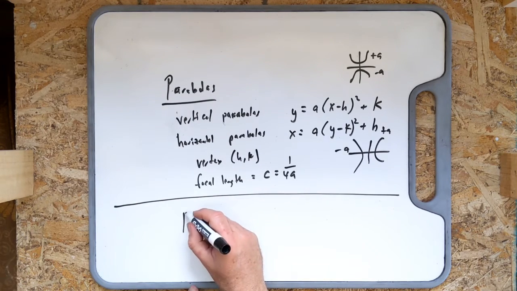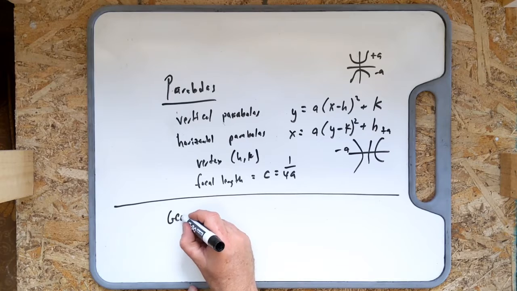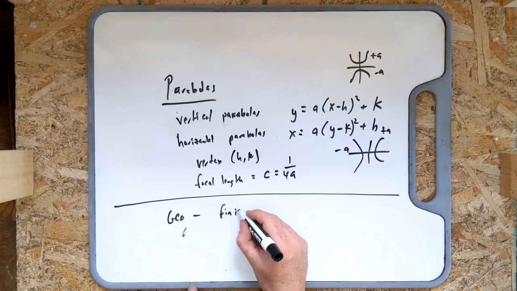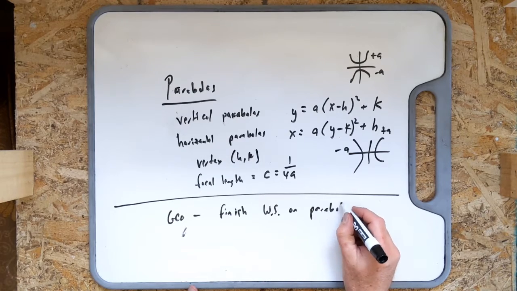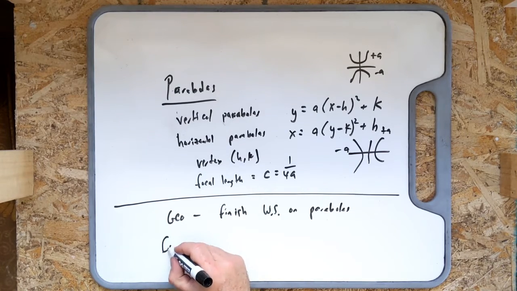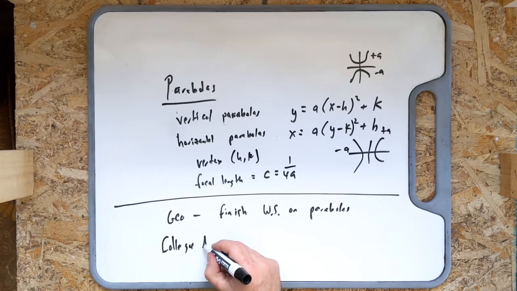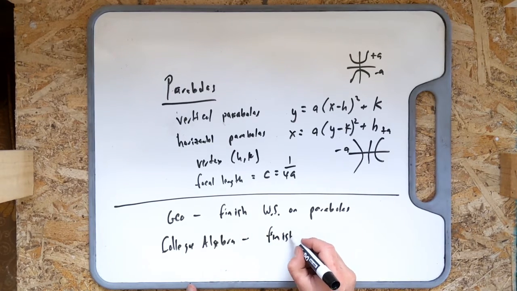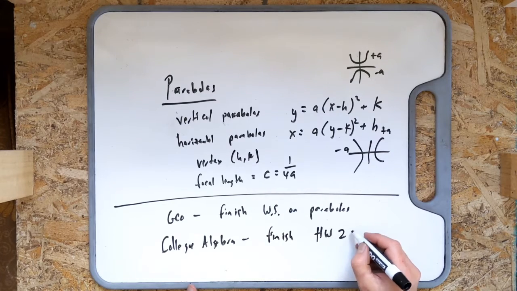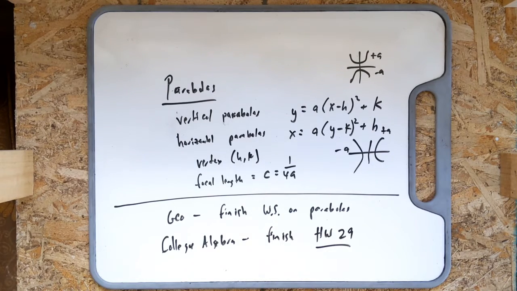For homework, for geometry, just finish the worksheet on parabolas. It has a mix of horizontal and vertical ones. For college algebra, this is sufficient material for you to finish homework 29. Recognize homework 29 actually has 3 different videos you have to watch, so sorry about that.